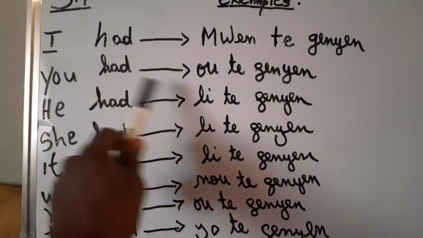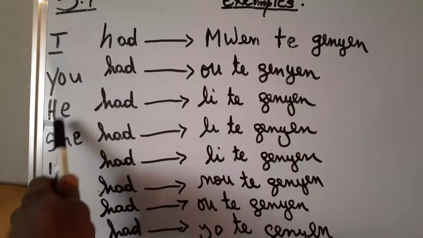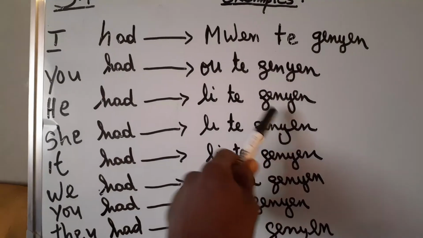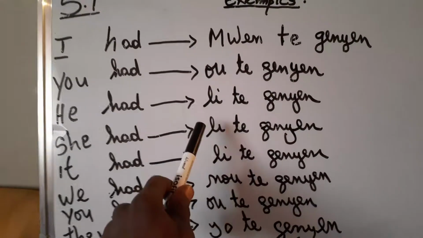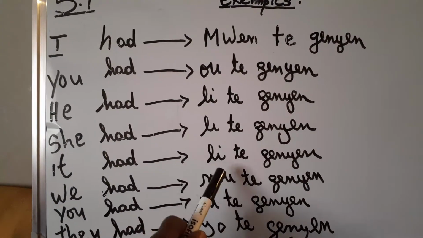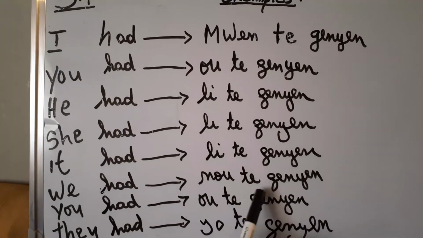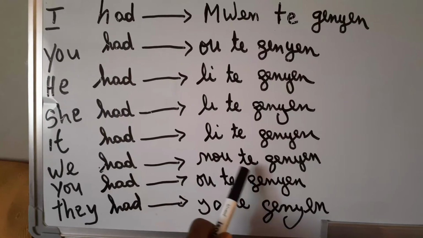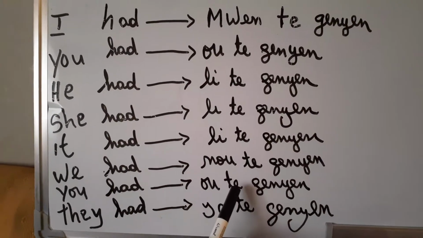He had, li te genyen. She had, li te genyen. It had, li te genyen. We had, nou te genyen. You had, ou te genyen. They had, yo te genyen.